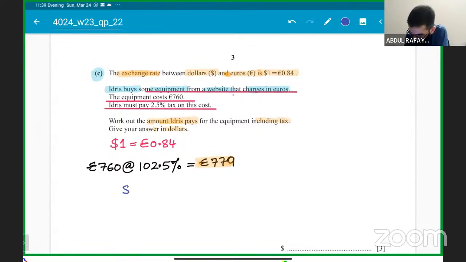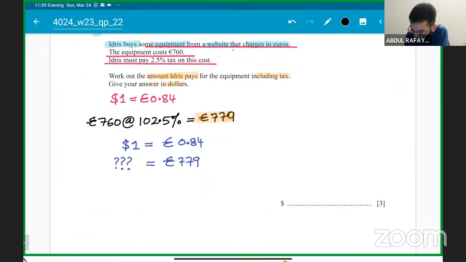So $1 is equal to 0.84 euro. So 779 will be how many dollars converted, sir? It will be cross multiplication. So 779 divided by 0.84 is the answer. Okay, 779 divided by 0.84. It is coming, students, 927.38. So again, two decimal places, I'm writing the answer here. 927.38 will be our answer.